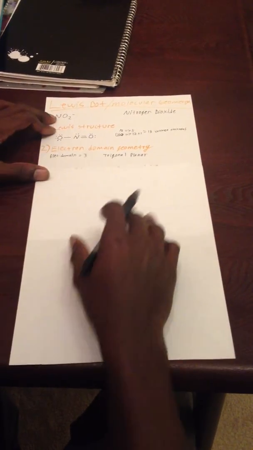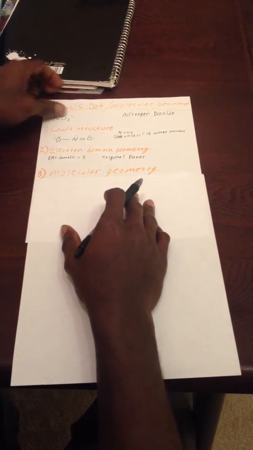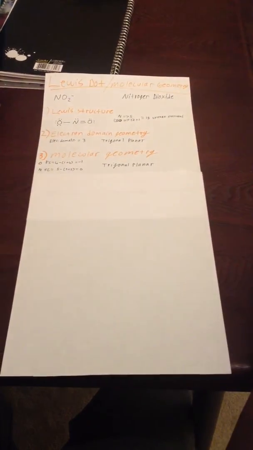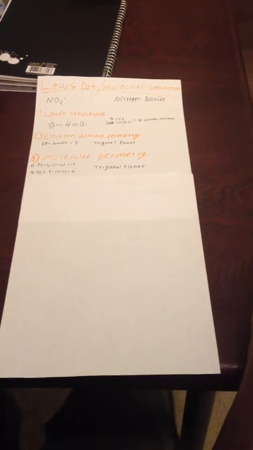From that, we find our molecular geometry, which can be determined from finding your formal charge. For oxygen, that's a -1, and for nitrogen, that's 0. And so it's the exact same as the electron domain geometry.